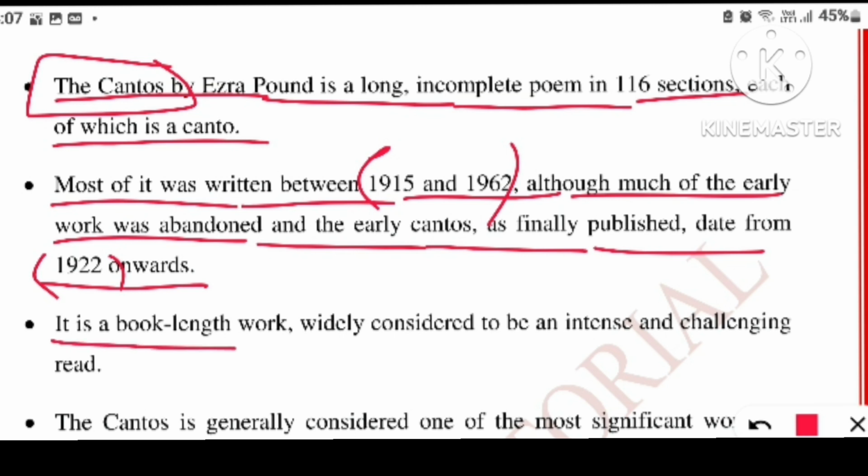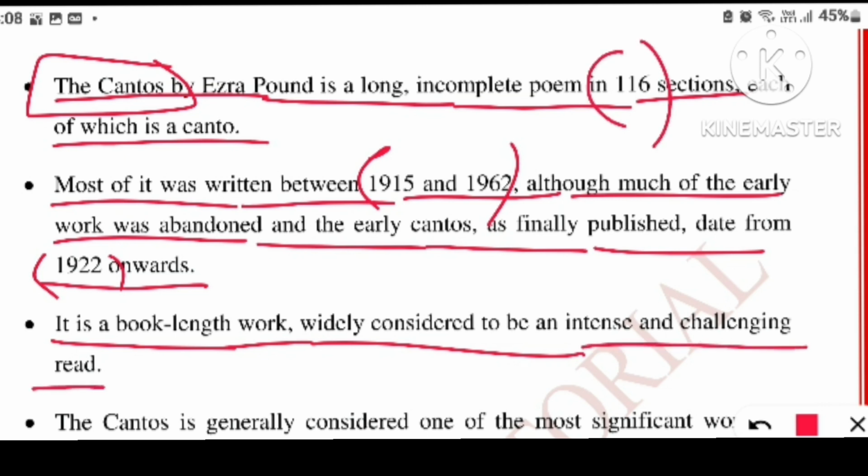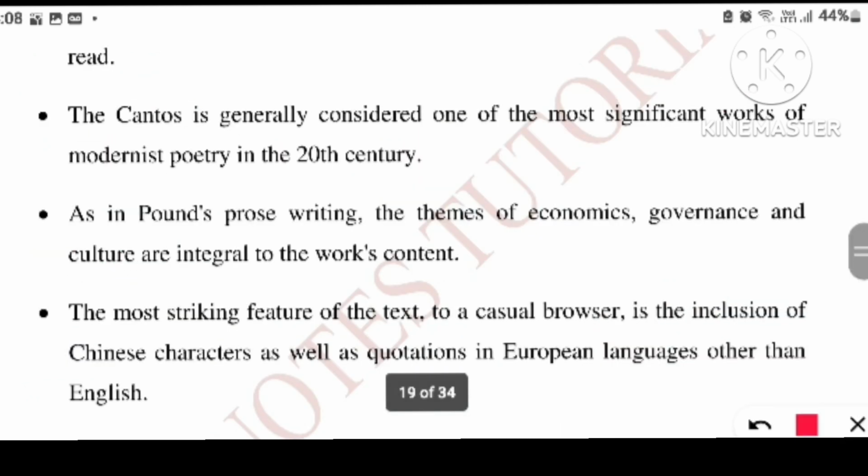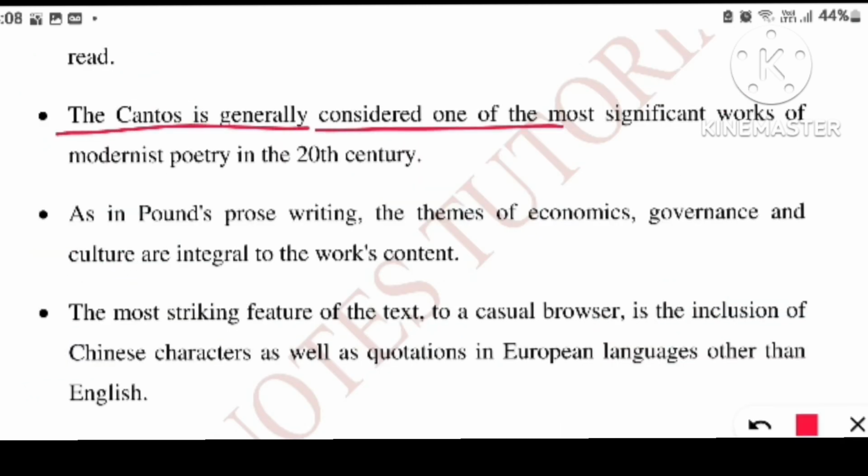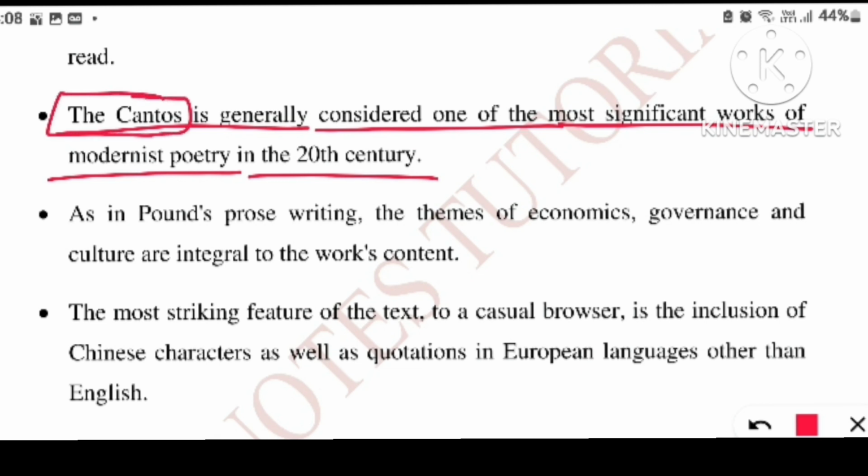It is a book-length work widely considered to be an intense and challenging read. Of course, a book which has 116 sections, and in each section there are numerous poems, so it is a challenging task to complete reading this work written by Ezra Pound. The Cantos is generally considered one of the most significant works of modernist poetry in the 20th century. The work has earned huge respect for Ezra Pound because it is a significant work of modernist poetry.